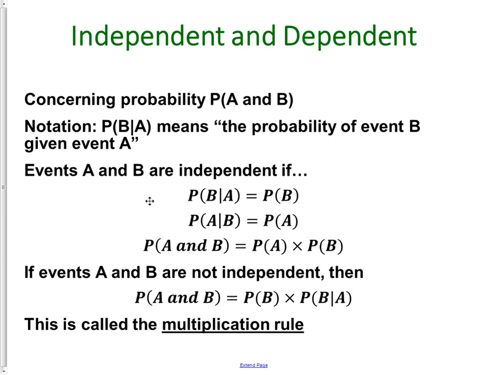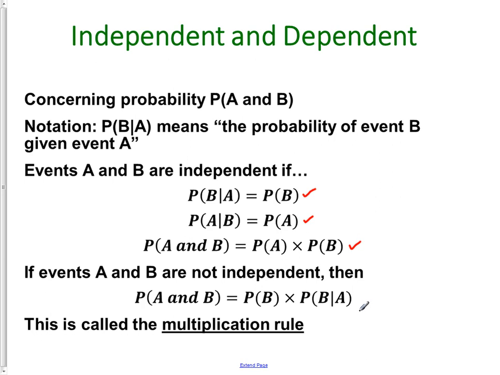Well, if the events are independent, then the probability of event B occurring given A has occurred will just be the probability of event B. Since one doesn't affect the other, B is not affected. And of course, the probability of A given B would be the probability of A. The probability of A and B, therefore, would simply be the product of the probability of event A times the probability of event B.